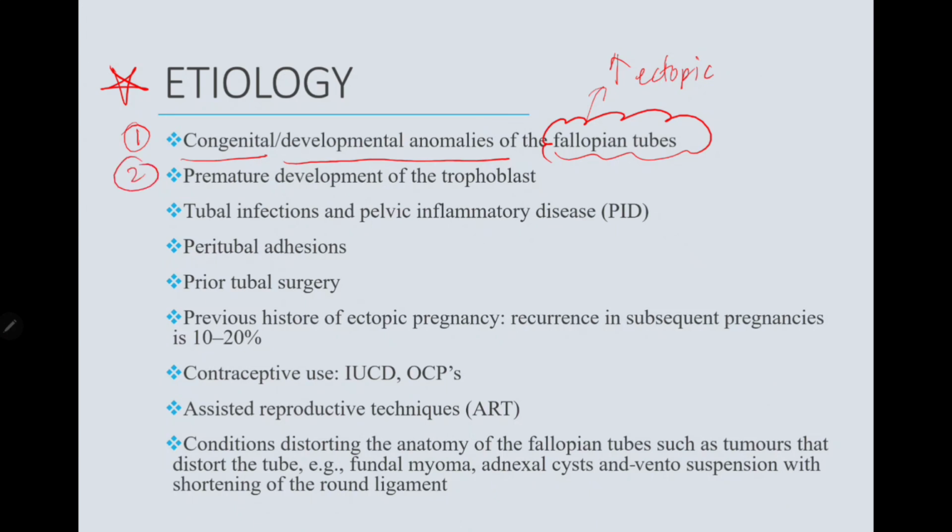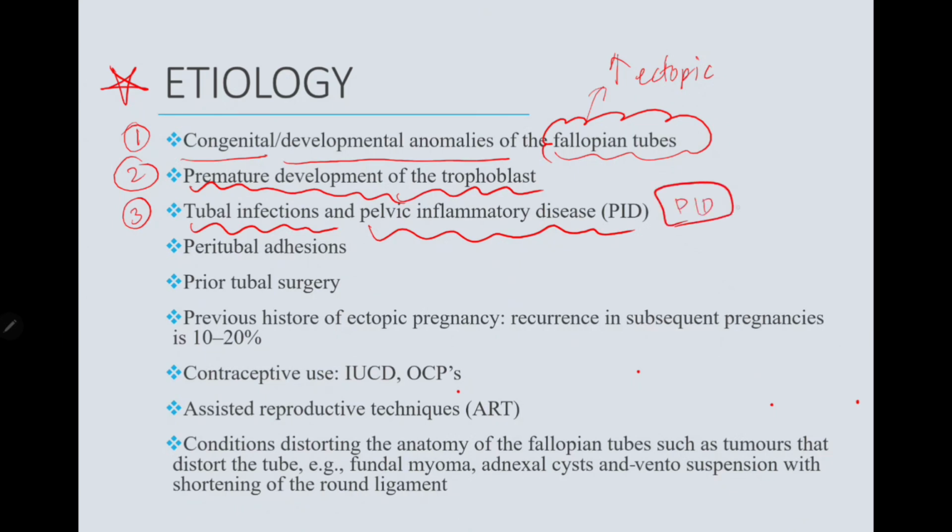Second etiology is premature development of the trophoblast. That's very important. So any kind of premature development of the trophoblast will lead to ectopic pregnancy. The third one, tubal infections, very important, and pelvic inflammatory disease. This pelvic inflammatory disease has a high risk for developing ectopic pregnancy. So tubal infections and pelvic inflammatory disease is another etiology.